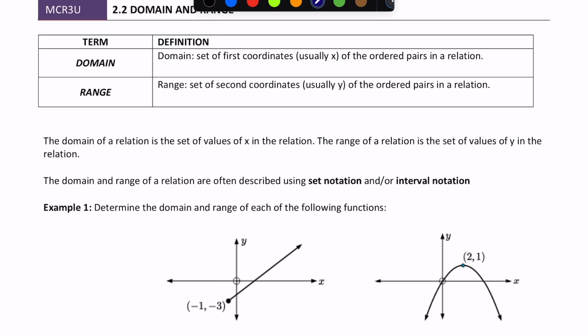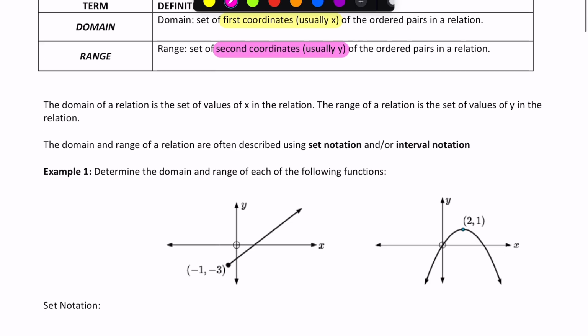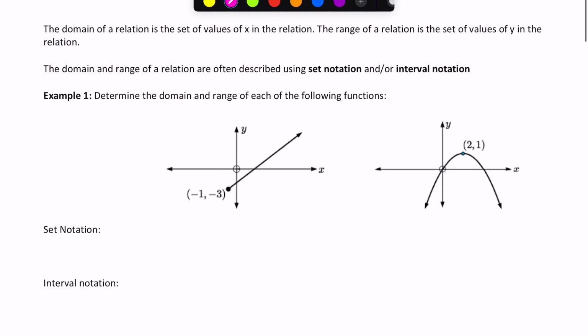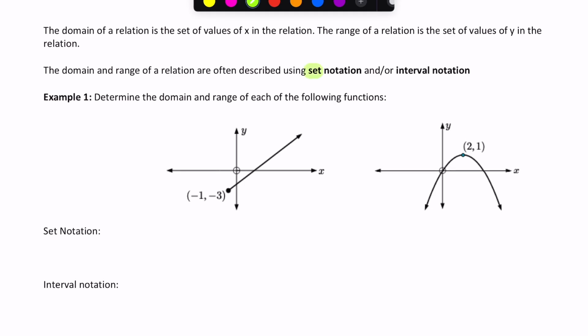So when we look at the terms domain and range, we covered this a little bit in the last lesson, but domain, again, to repeat that, is a set of first coordinates, which are usually x, of the ordered pairs in the relation. And the range is a set of second coordinates, usually y, of the ordered pairs in a relation. So the domain of a relation is the set of values of x in the relation. The range of a relation is the set of values of y in the relation. Again, the domain and range of a relation are often described in one of two ways, either set notation or interval notation.